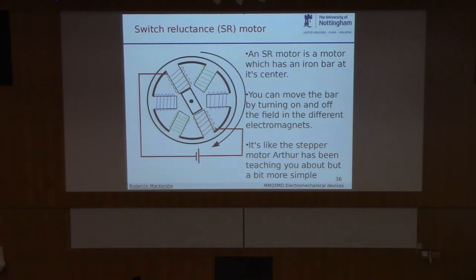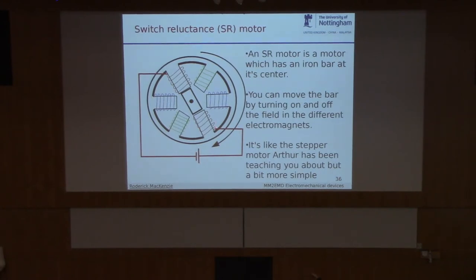This is a bit like a stepper motor, except it's a bit more simple to drive because the pole in it isn't magnetic, it's just an iron bar. And it just makes the digital circuit a bit easier to drive. And you can basically move this iron bar around by turning on and off the coils. So at the moment in this picture, we've got a battery and we've applied a voltage through this coil.